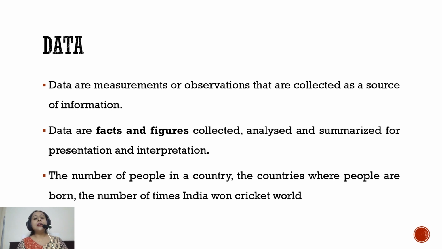For example, an example of data is the country where people are born. That is qualitative data, because the name of the country cannot be presented in a numeric value. On the other hand, the number of people in a country, the total population, is a numeric fact. The number of times India won the cricket World Cup is again a numeric figure that will be represented using a numeric value. So that is quantitative data.